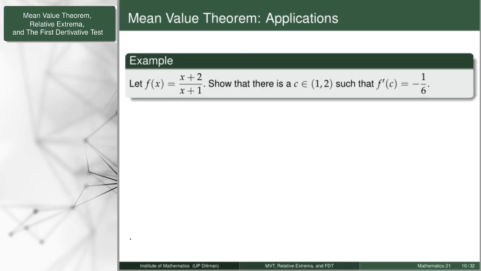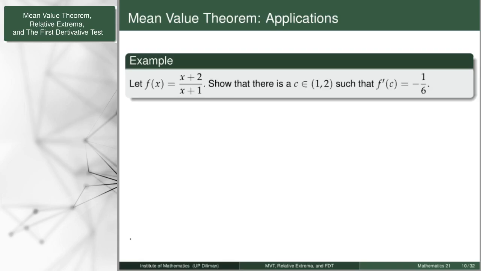Now unfortunately, we do not have that much time to see the applications of the mean value theorem, and we will be satisfied in understanding when we can and when we cannot apply the mean value theorem. For example, I have f of x equal to (x plus 2) over (x plus 1), and I need to show that there is a c such that f prime of c is equal to negative 1 over 6.